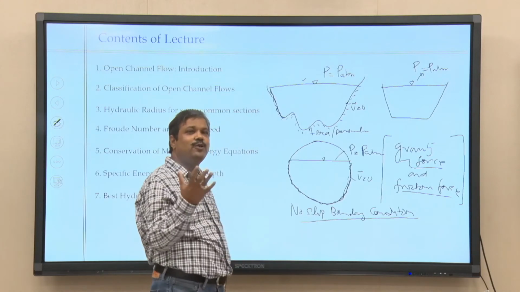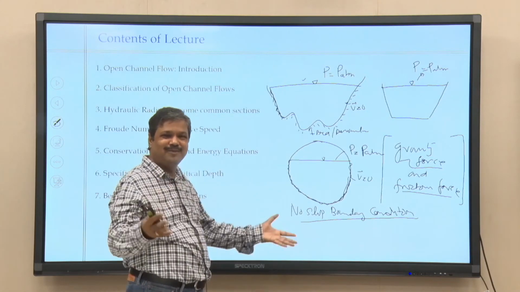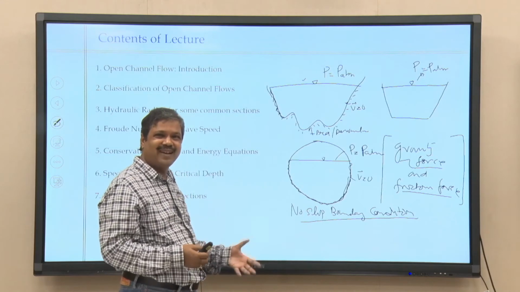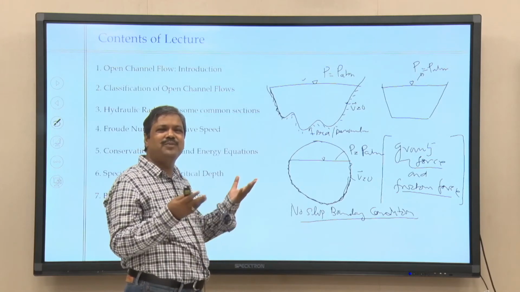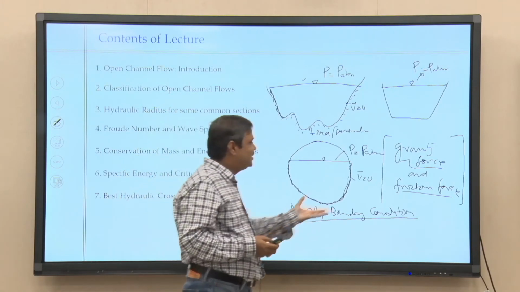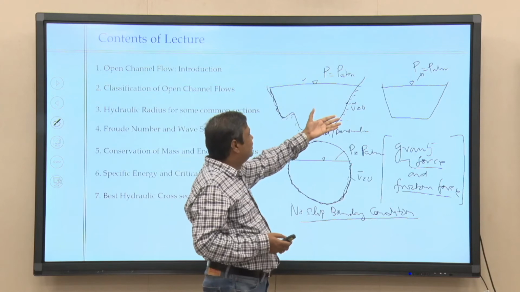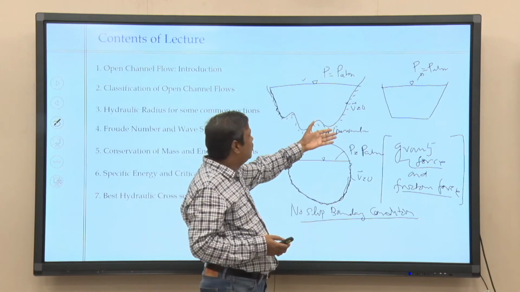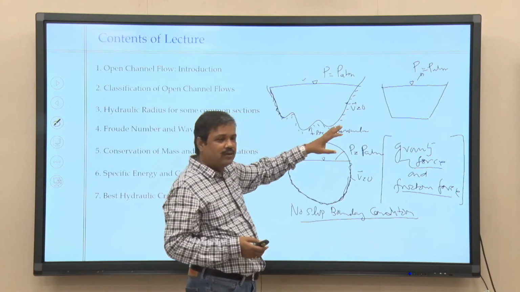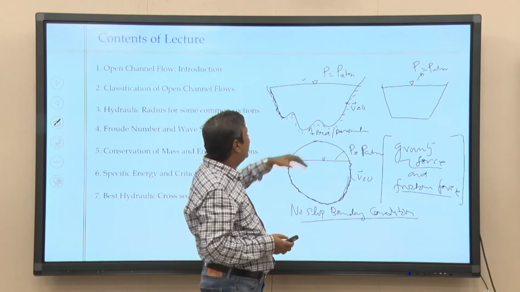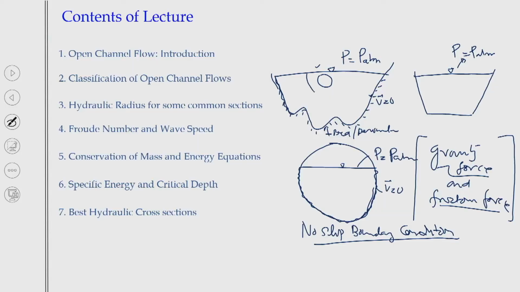So, you can now conceptually see that we are coming to a very simplified problem, as we have solved many difficult problems in earlier classes, like the integral approach and the differential approach. But open channel flow is a very simplified case, because there are no pressure force components; the pressure is equal to atmospheric. With the no slip boundary condition imposed, the velocity near the boundary will be 0.